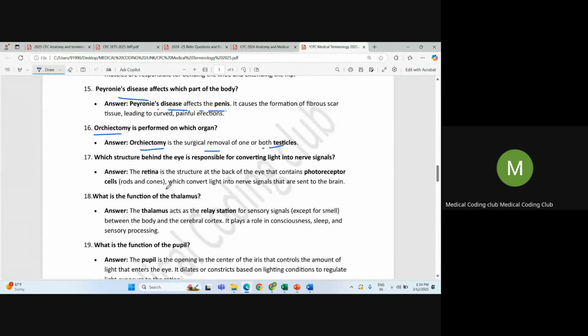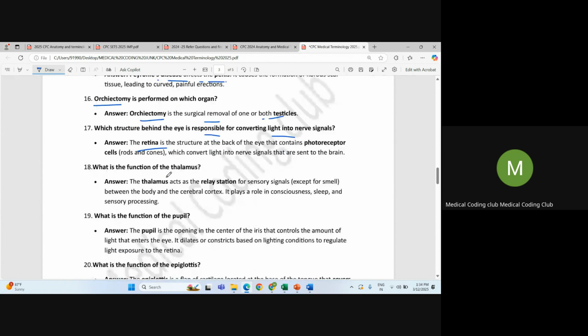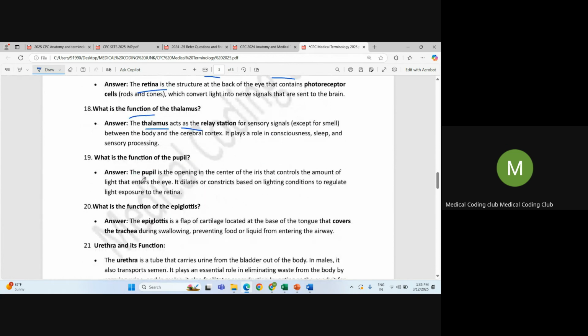Which structure is behind the eye and responsible for converting light into nerve signals? That is retina. What is the function of thalamus? Thalamus acts as a relay station. What is the function of pupil? Pupil is an opening in the center of iris that controls the amount of light that enters the eye.